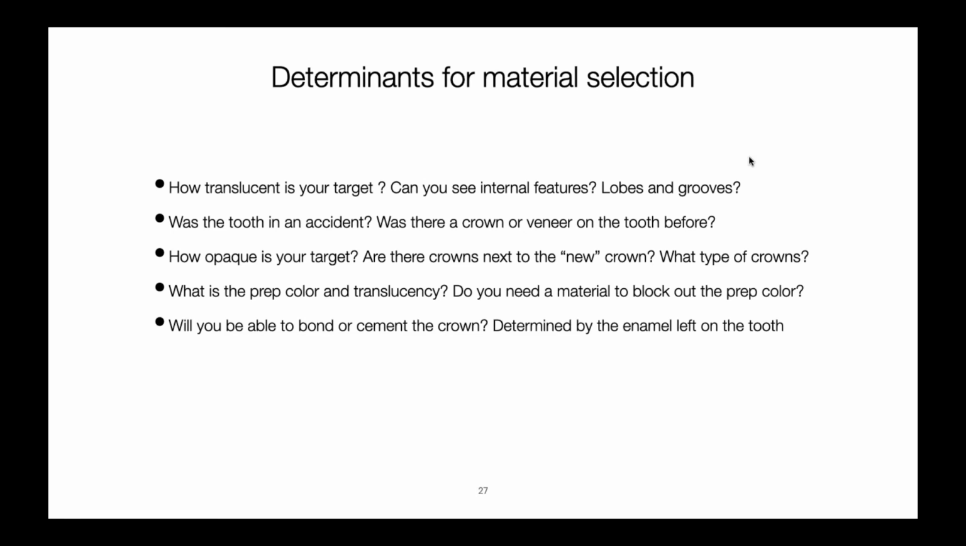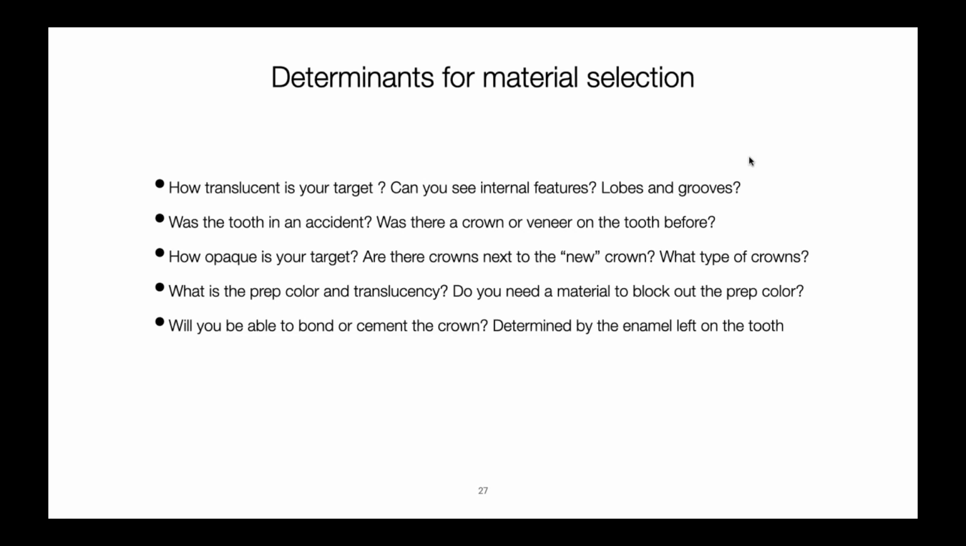Because sometimes they don't tell you anything. I can't tell you what color the prep is on a model. We can see some darkness on some digital impressions. How opaque is your tooth or your target? Are there crowns next to the new crown? And what kind of crowns are they? Very few patients know what the heck they have in their mouth, and a lot of times the doctors don't know what they have in their mouth. The old dentist that did it.